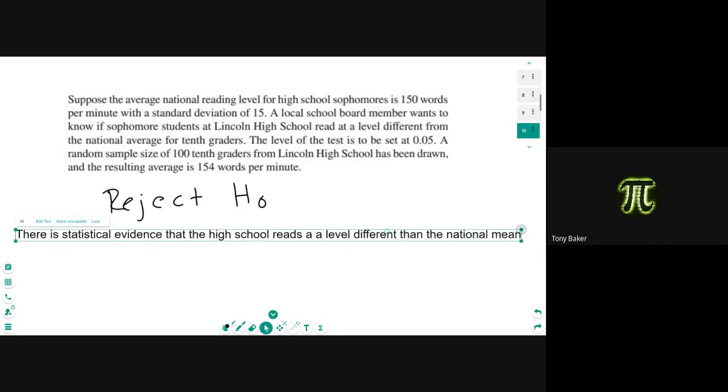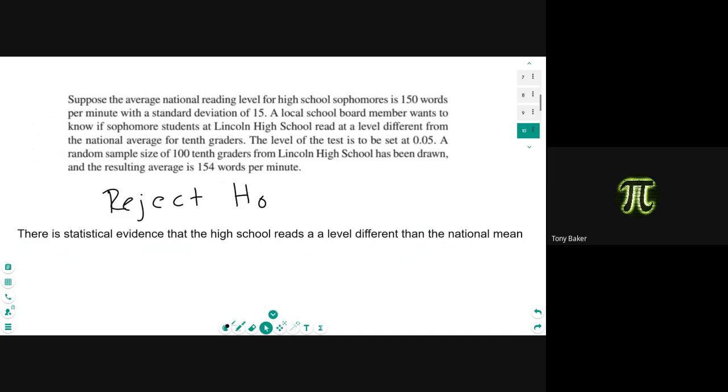All right, it's not going to leave. That's right. I did not say the high school reads at a higher level than the national mean, because that's not what we tested for.